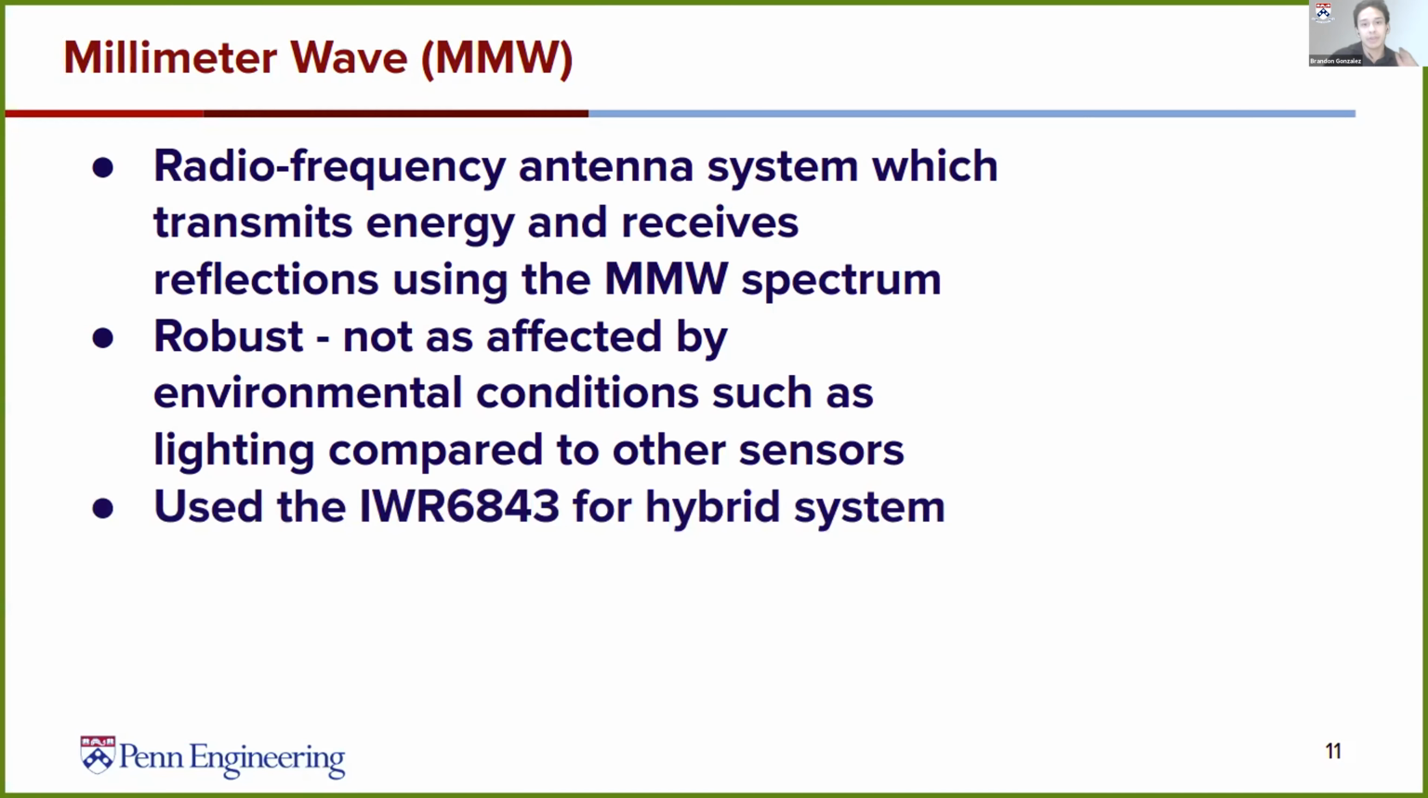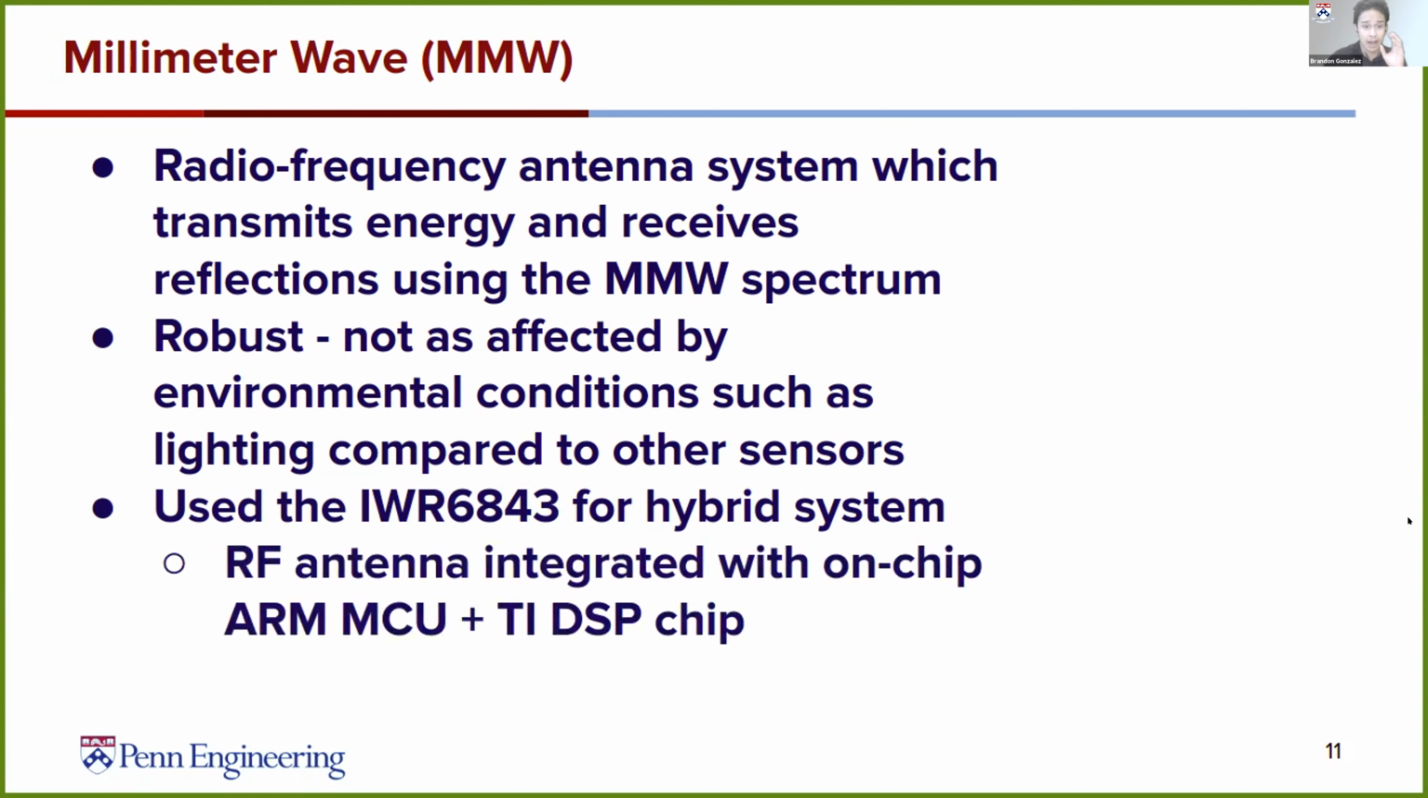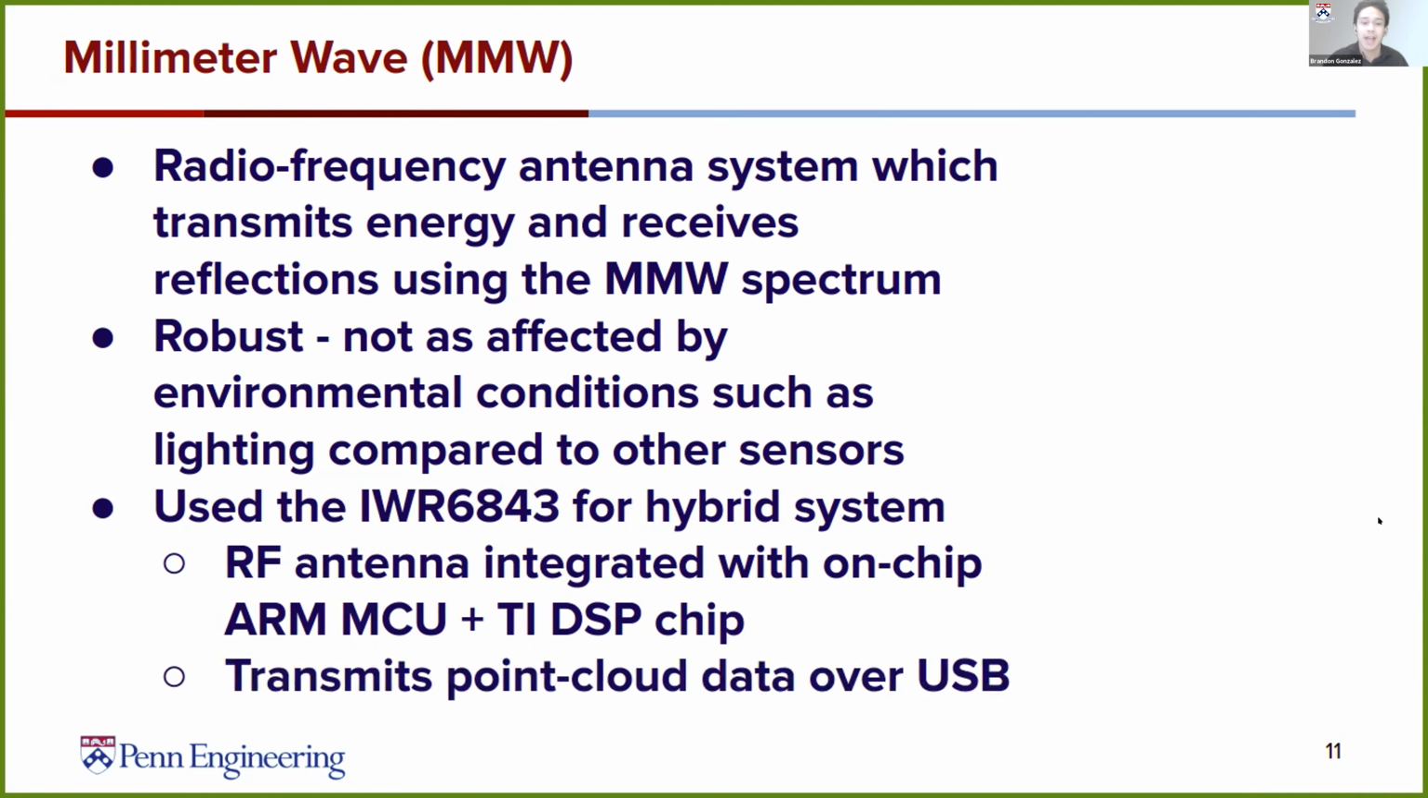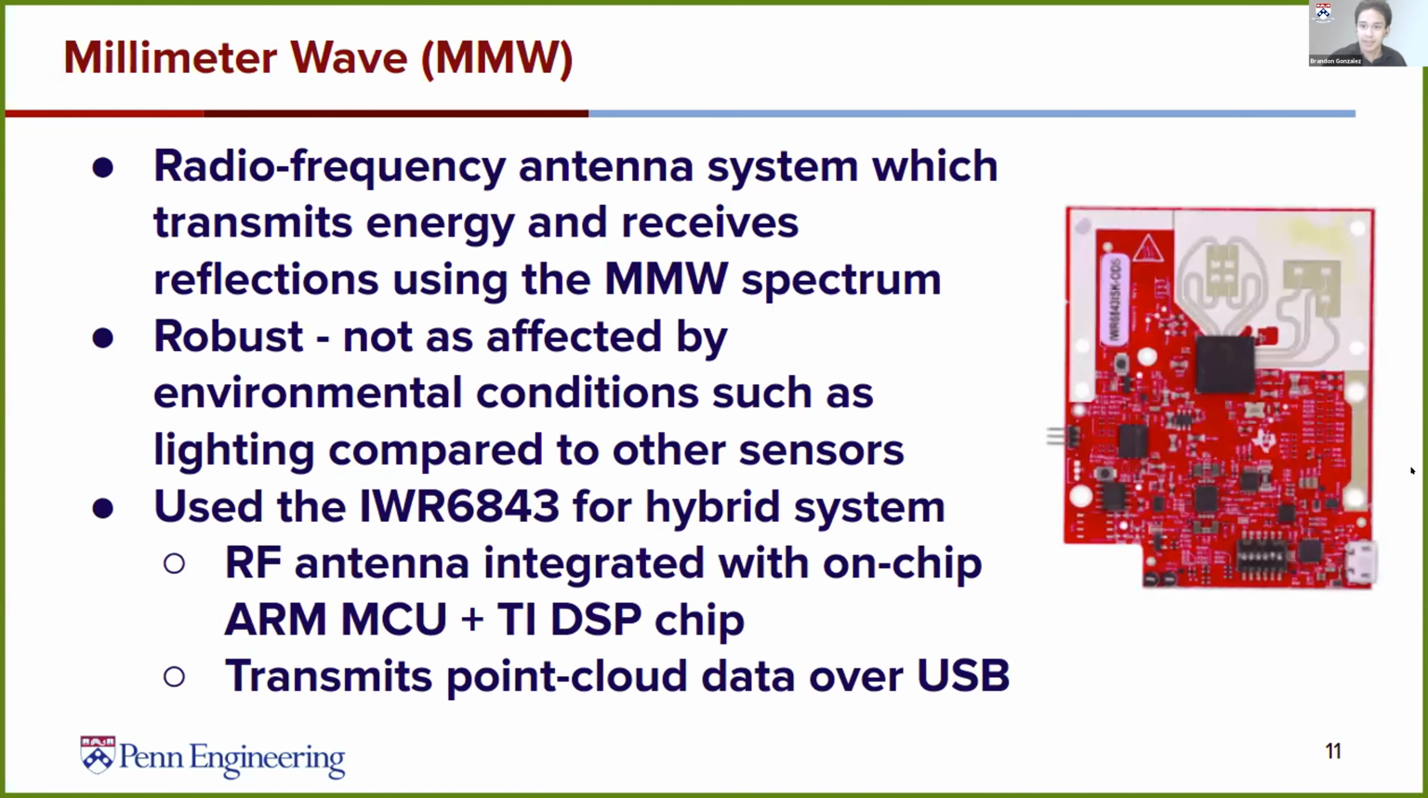The sensor that we use specifically was the IWR6843 from Texas Instruments, or TI. It's not only a radio frequency antenna, it's also integrated with an on-chip microcontroller from ARM and a digital signal processing chip from TI. So it has a lot on the package. It transmits point cloud data, which is what it detects from humans in the scene, over USB. And so this is the system. You can see the antenna is here, and the USB port to transmit data is here. It can be a very useful tool.